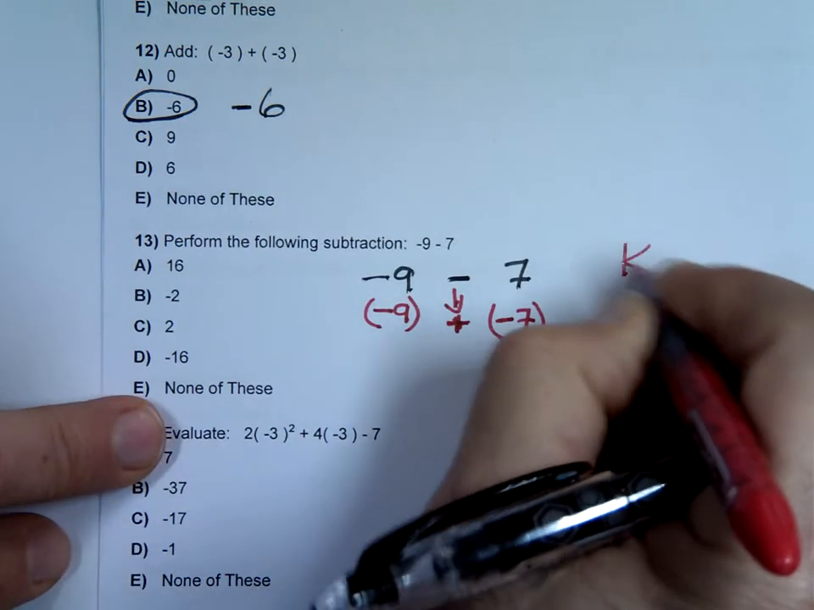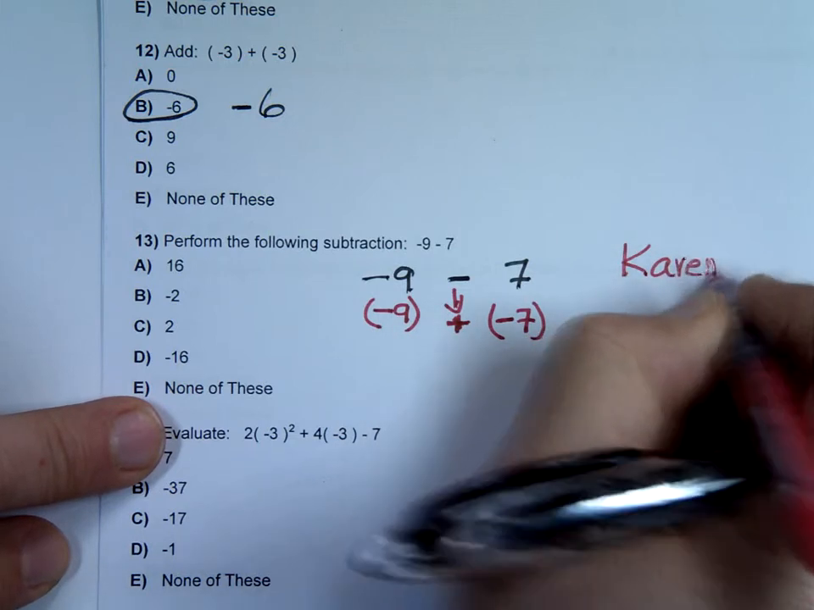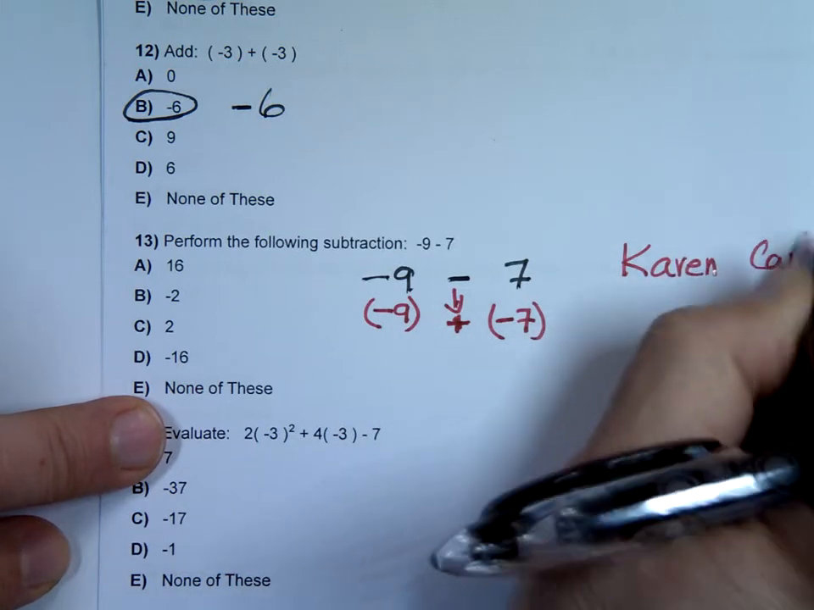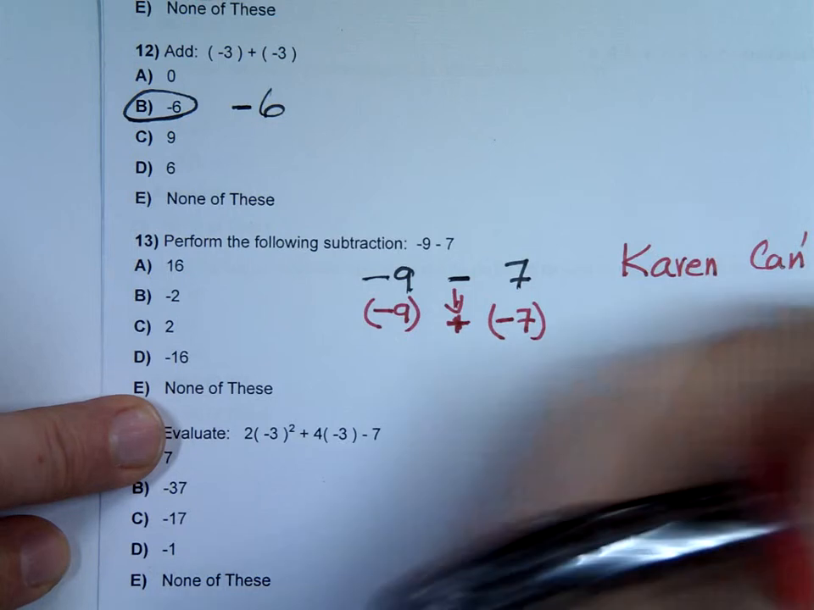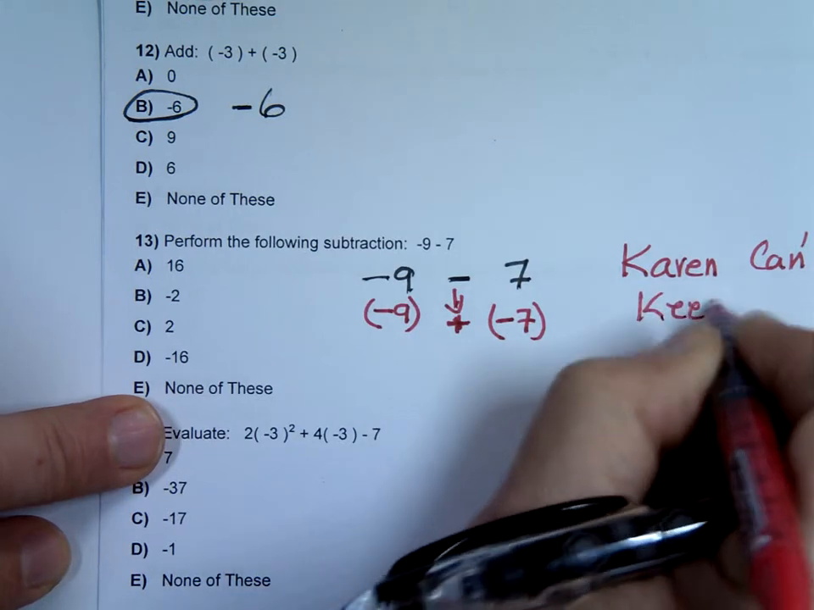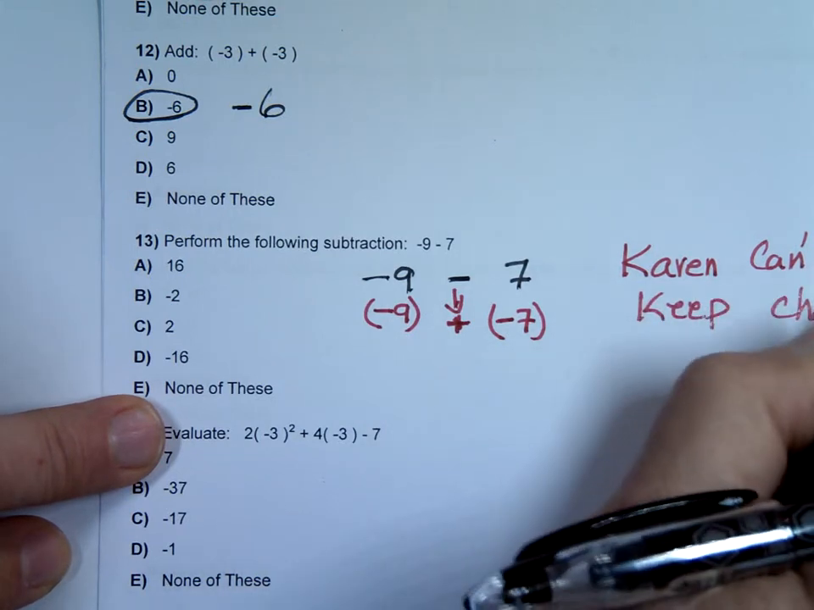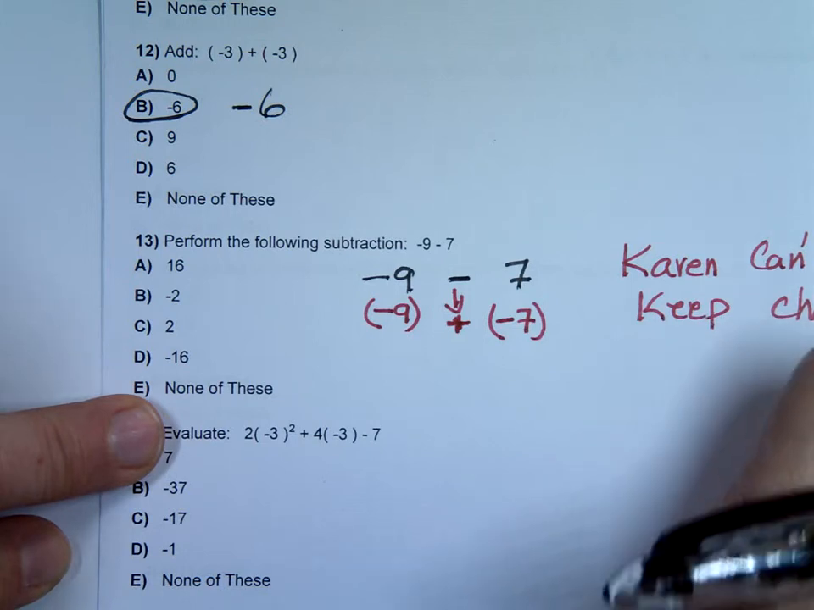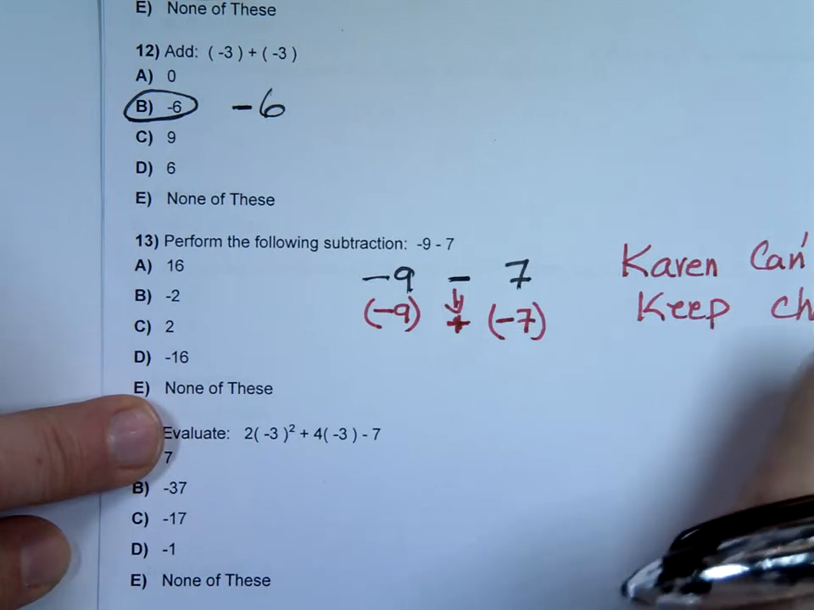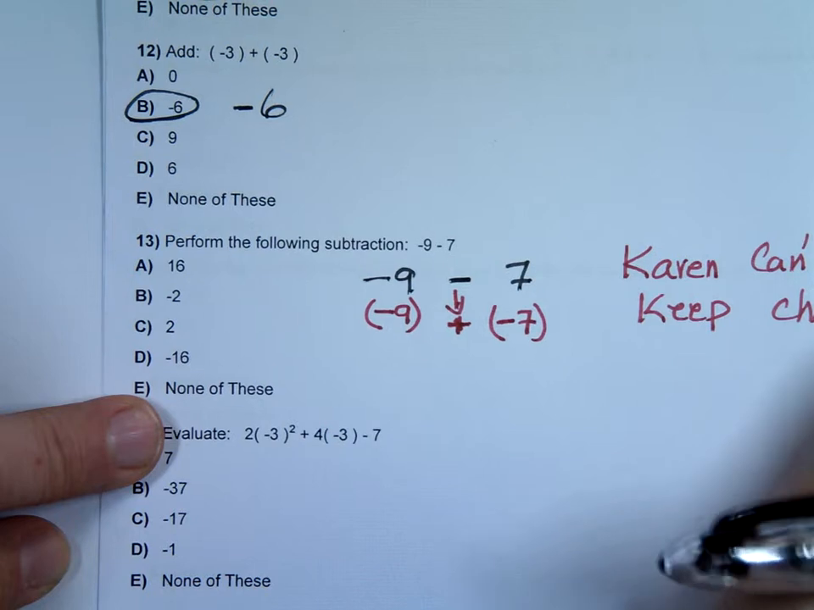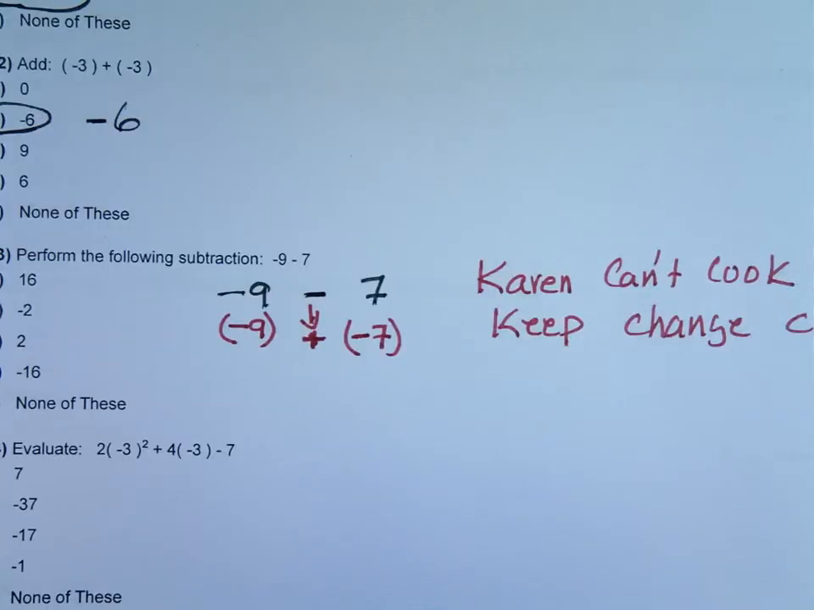Karen can't cook. Keep the first number, change, that's where the C came from, and change the sign. Keep, change, change. That's what we used last time. Karen can't cook.